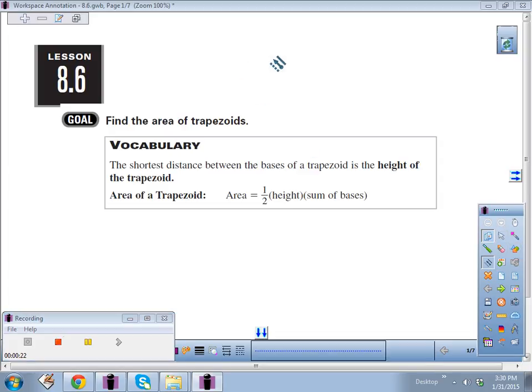A trapezoid has one pair of parallel sides. So a trapezoid could look like this, in which you have two sides that are parallel to one another. The other two sides are not parallel. So the definition of a trapezoid is one pair of parallel sides. The quadrilateral with one pair of parallel sides.